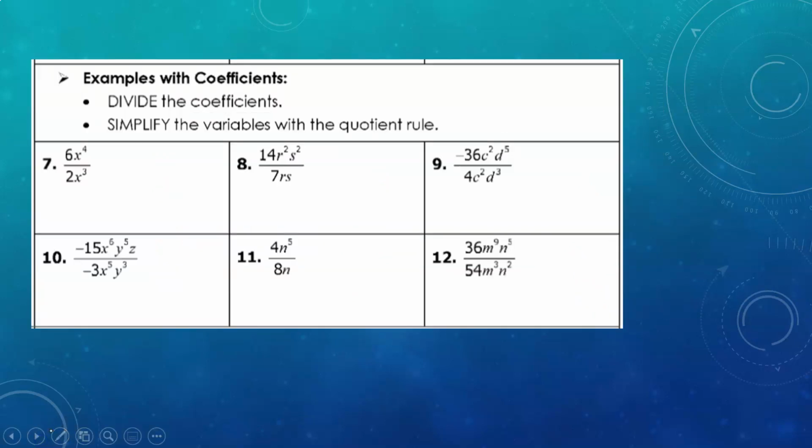All right, when you have a coefficient involved, you divide the coefficients as usual, and then you simplify the variables using the quotient rule that we just used. So 6 divided by 2 is 3. X to the 4 minus 3 is 3x. 14 divided by 7 is 2. So that's r to the 2 minus 1, s to the 2 minus 1. So we have 2rs.